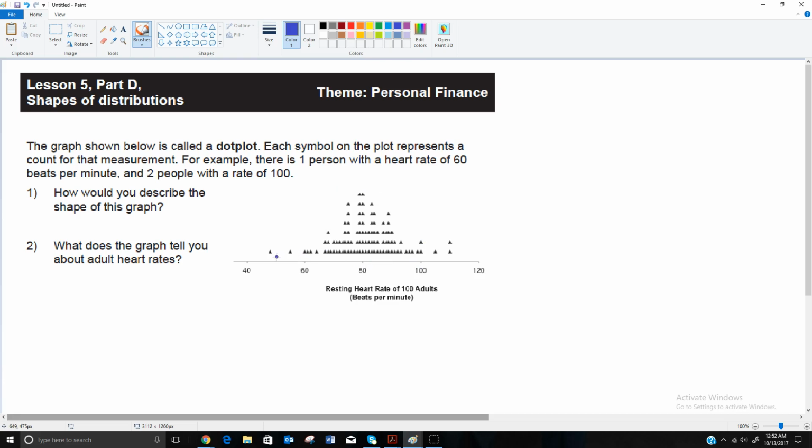Also, we can see that there are very few people that have a low heart rate below 50. There's only one person below 50, actually. And there are only 2 people above 105. They look like they're right at 110. So there's only a couple of people at 110. So we can pick out a lot of detail from this graph relatively quickly. Again, our brain really likes that form of representing information.